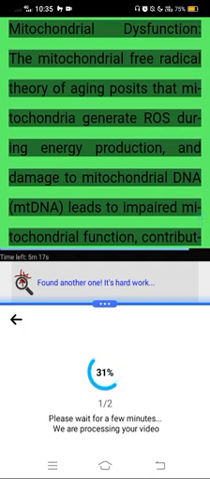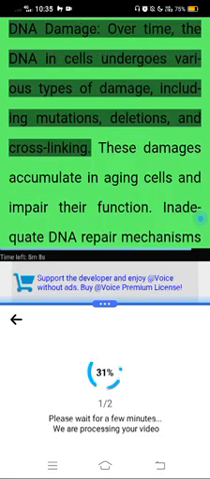Mitochondrial dysfunction. The mitochondrial free radical theory of aging posits that mitochondria generate ROS during energy production, and damage to mitochondrial DNA (mtDNA) leads to impaired mitochondrial function, contributing to aging and age-related diseases.